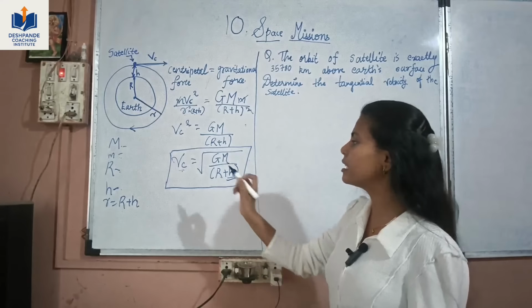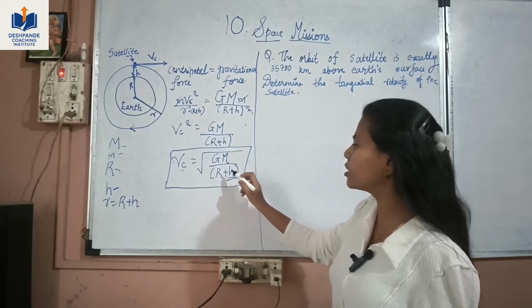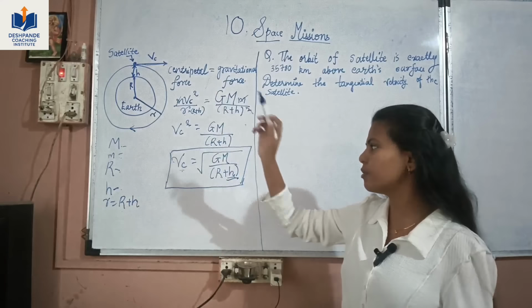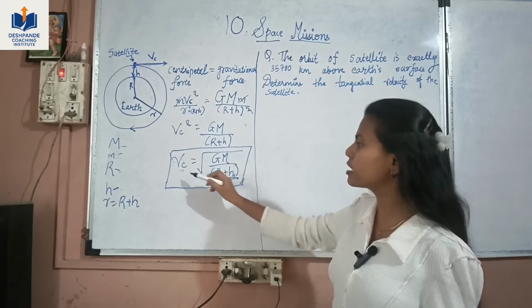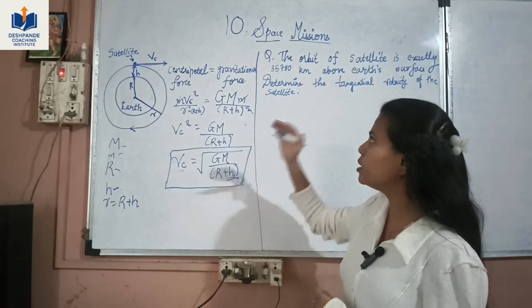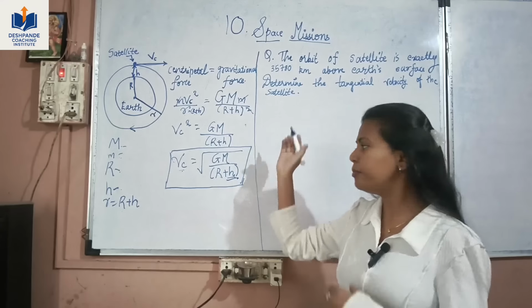So I hope you understand that critical velocity is only a function of height. It only depends upon the height at which the satellite is revolving. So when height decreases, critical velocity will automatically increase. So this is the formula we'll be using to solve this problem.